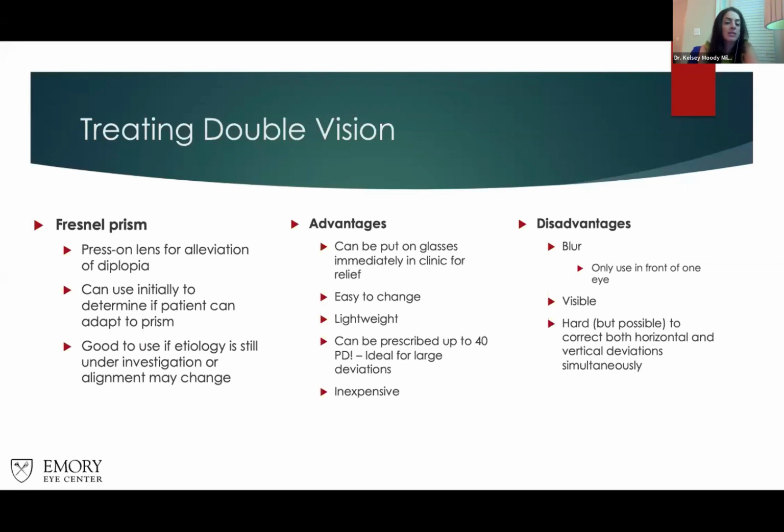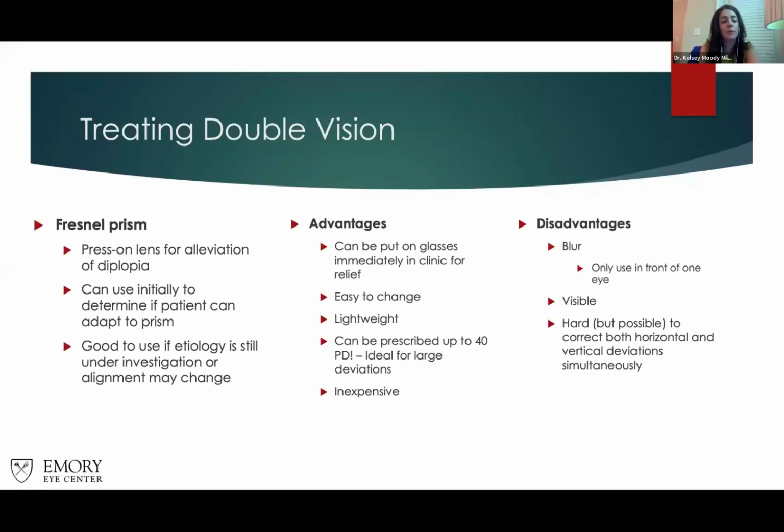A Fresnel prism is a press-on lens that's going to help alleviate the double vision. It's typically used initially to determine if a patient can adapt to prism in general, or if we really don't know what the etiology is yet, because their alignment can potentially change. If it's a vasculopathic etiology, we know that it can get better over a few weeks to months, and so we might have to change out the prism, which is very easy to do with a Fresnel lens. Or potentially we don't know what's causing the double vision. It might end up being myasthenia gravis, and that would be really unfortunate if a patient paid money to get ground-in prism. That's really not going to work for them.